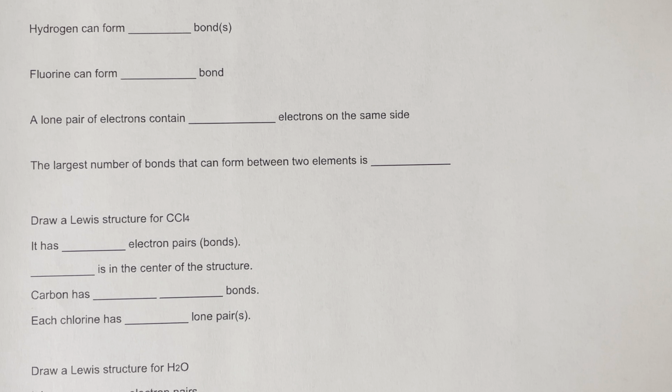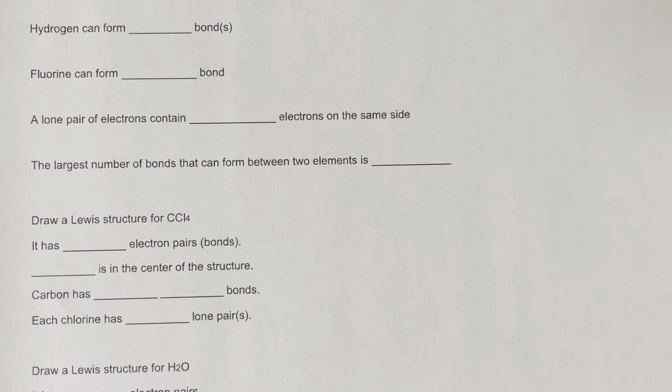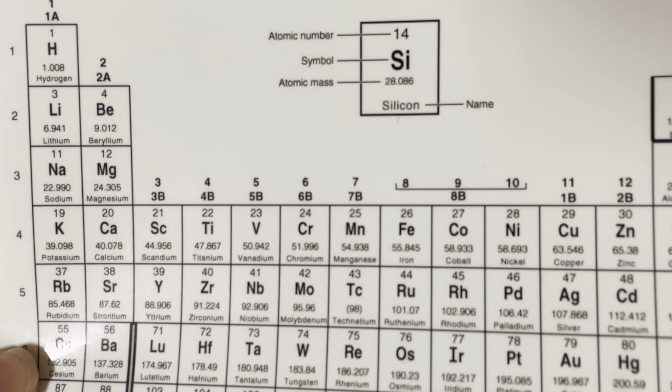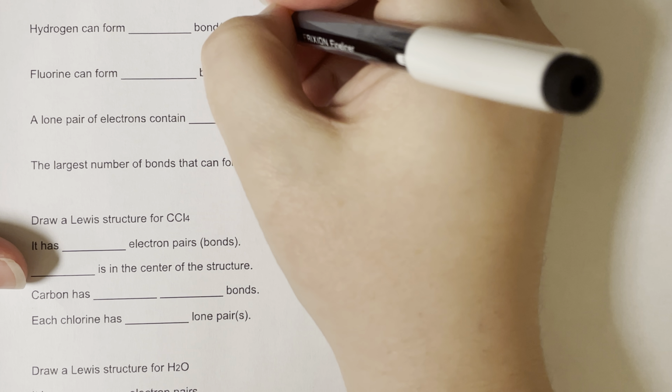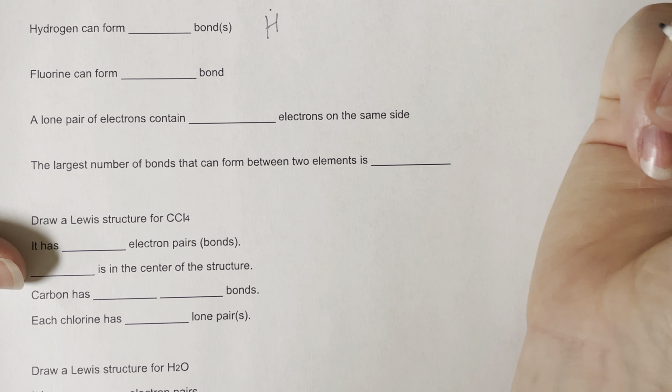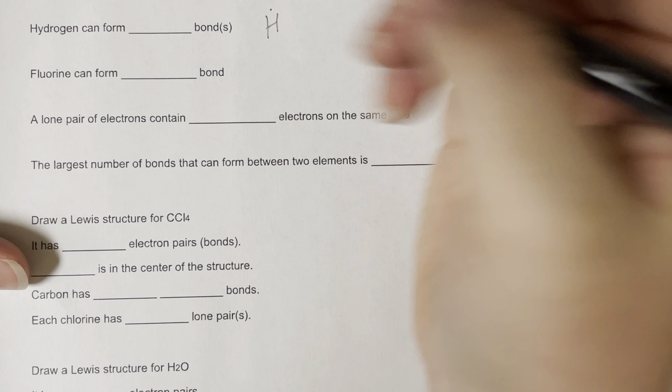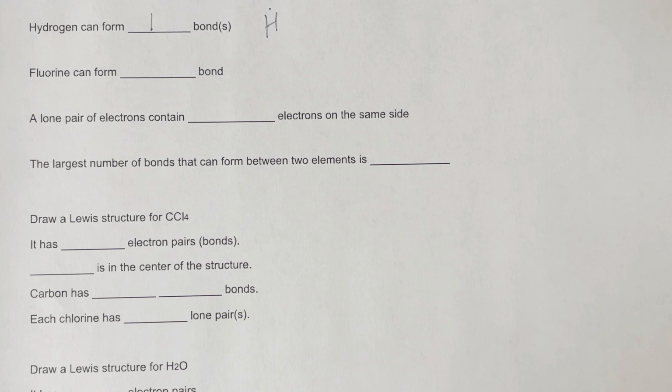Hydrogen can form how many bonds? This is going to depend on how many lonely electrons hydrogen has. Hydrogen is in column 1, meaning that it is going to have 1 valence electron. So if I was to draw the Lewis structure for hydrogen, it would look like this. Hydrogen has 1 lonely electron, so it can only form 1 bond.